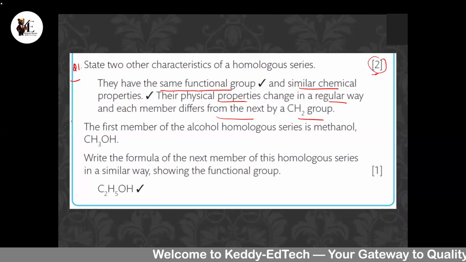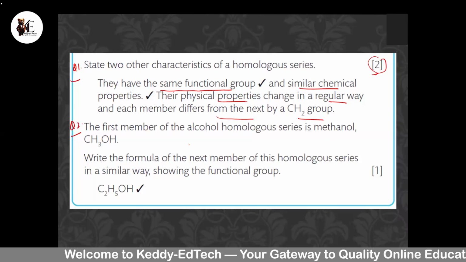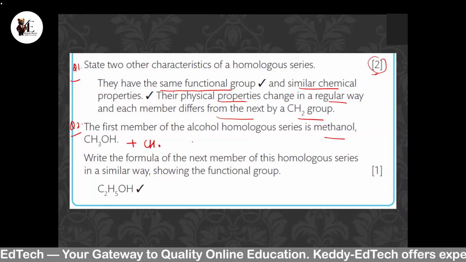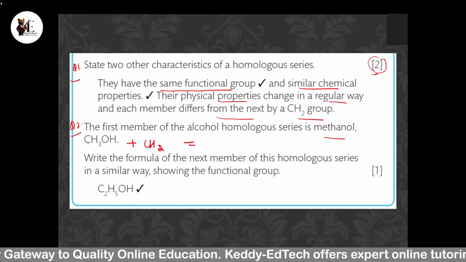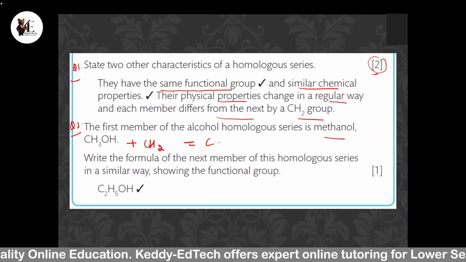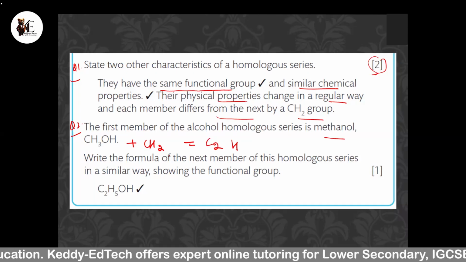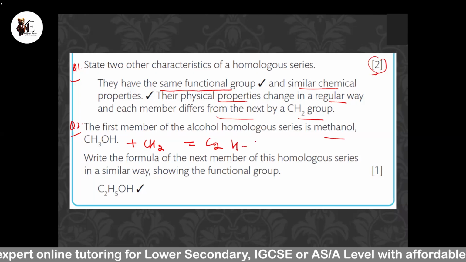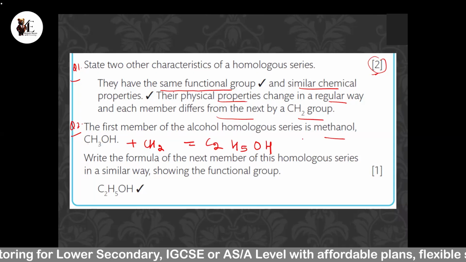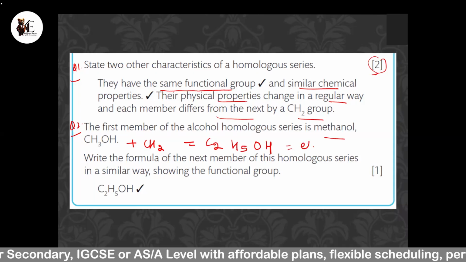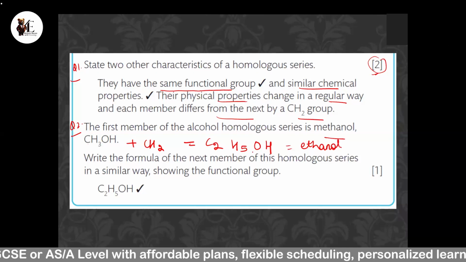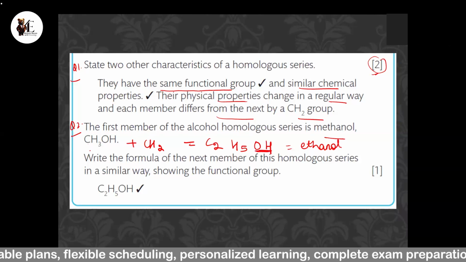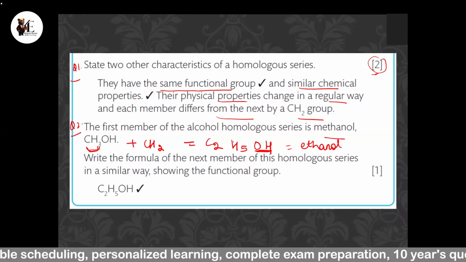Question number 2, the first member of the alcohol homologous series is methanol. So what is the next member? What you have to do is add CH2 only. After adding CH2, carbon 1 becomes carbon 2, hydrogen is 3 plus 1 plus 2, 5. And then OH. So this is the next member of the series, that is ethanol. This OH is your functional group, and you have to add CH2 to this alkyl group, which becomes C2H5.